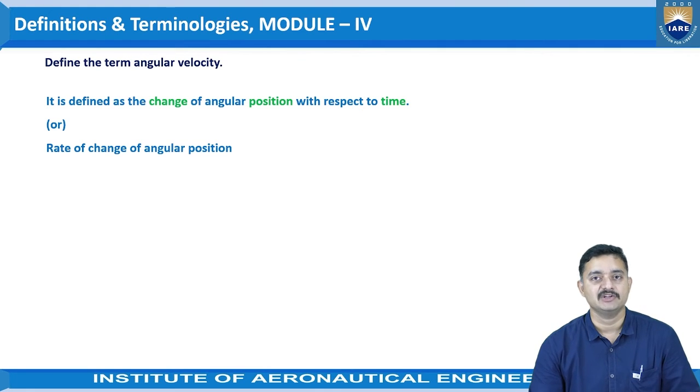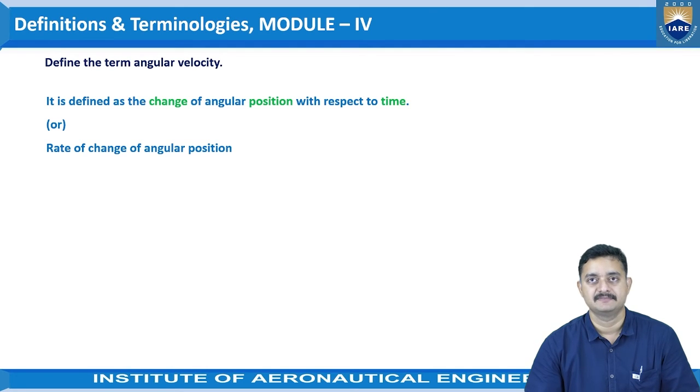So the term angular velocity is defined as the rate of change of angular position. Dynamically, if the position is changing continuously, that scenario or the movement of the object is considered as the dynamics part of the mechanics.